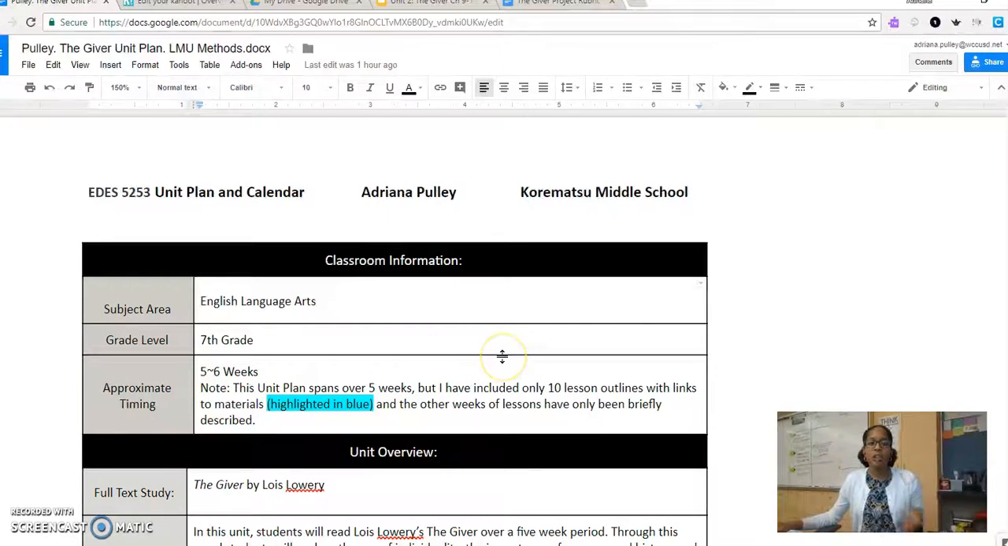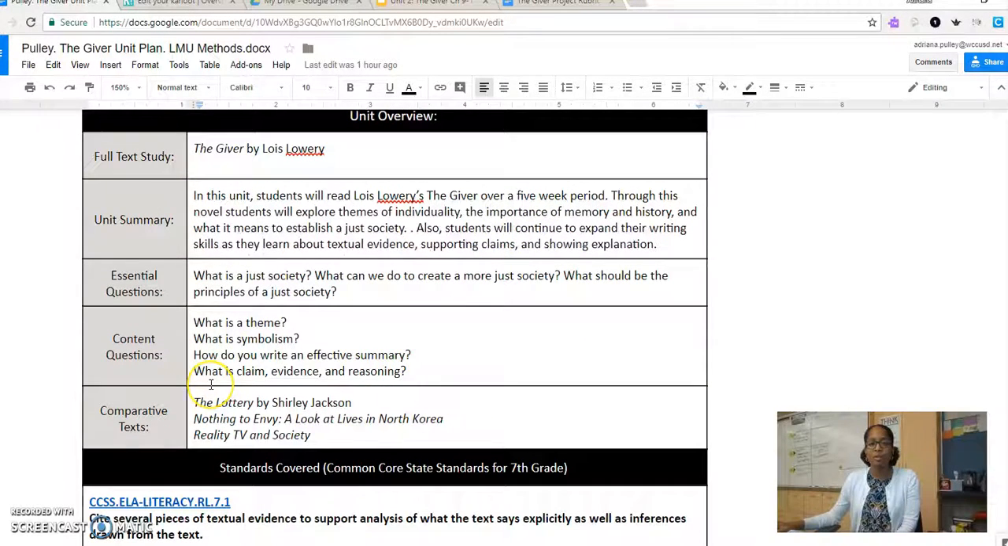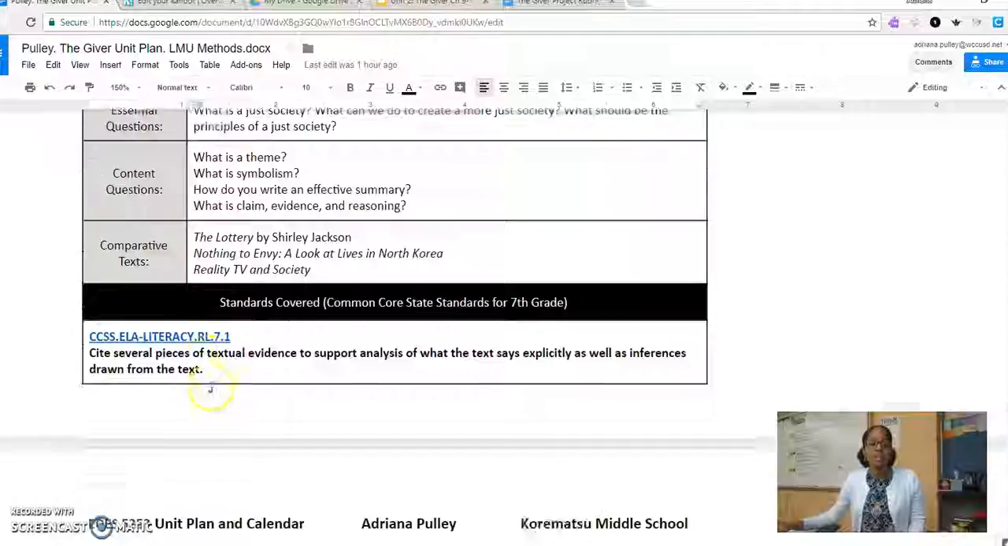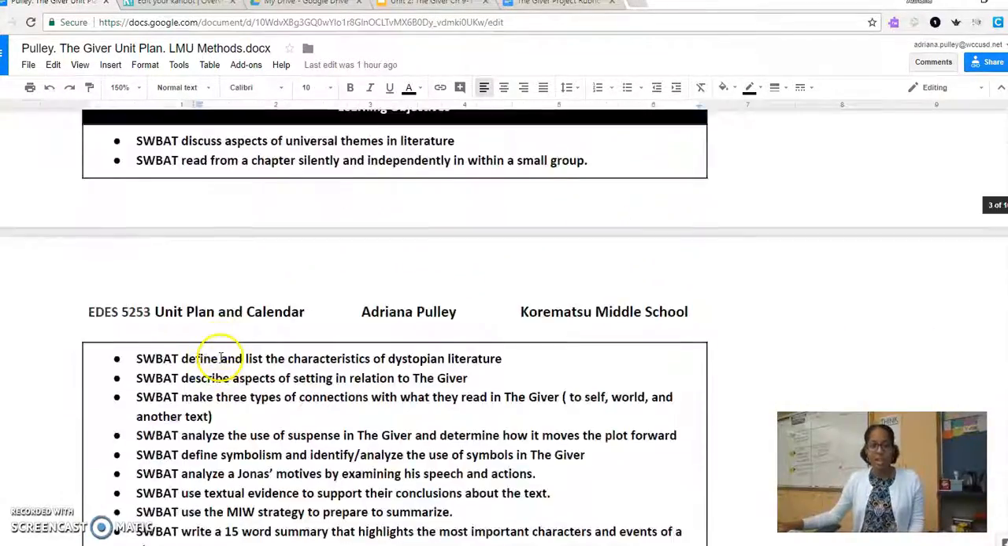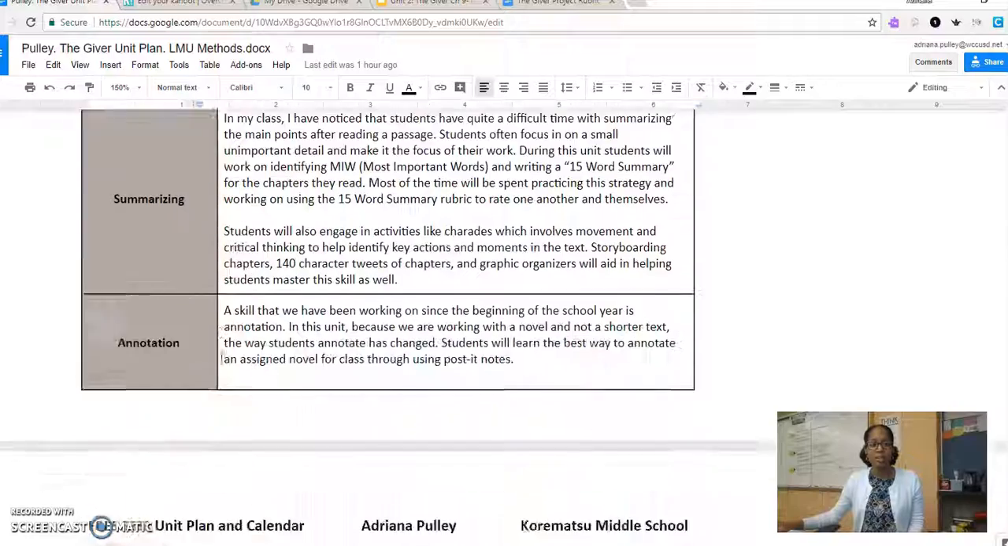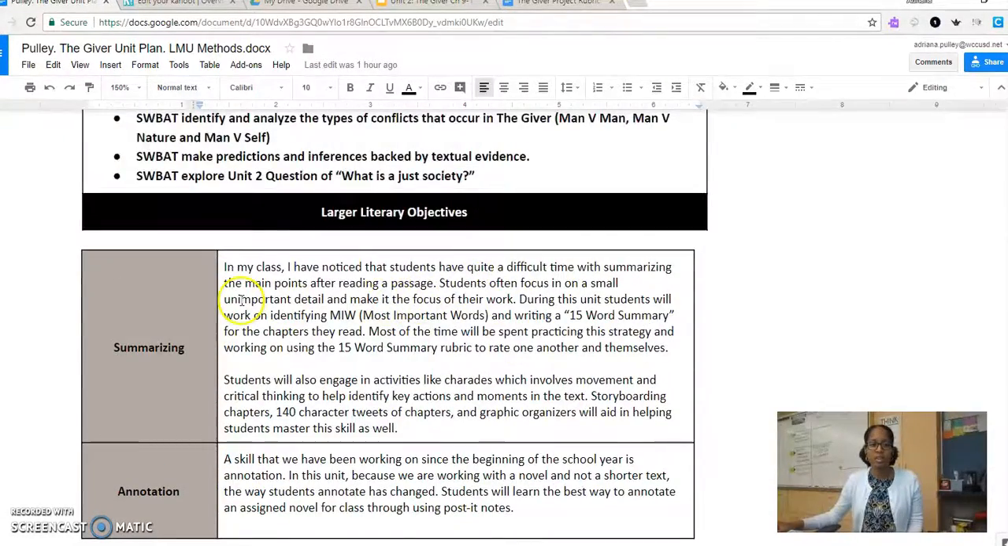Moving along, this unit plan will be covering the full text The Giver by Lois Lowry. Some things that we're trying to hit on: essential questions, what makes a just society, content, theme, symbolism, also writing effective summaries, claim, evidence, and reasoning. Here you can see the standards that are covered and my objectives as well. Those larger literary objectives, summarizing, outline more here, utilizing strategies such as most important words and 15-word summary strategies.